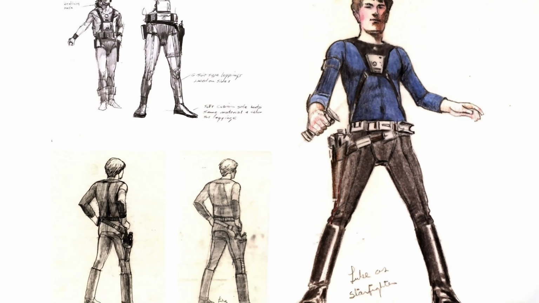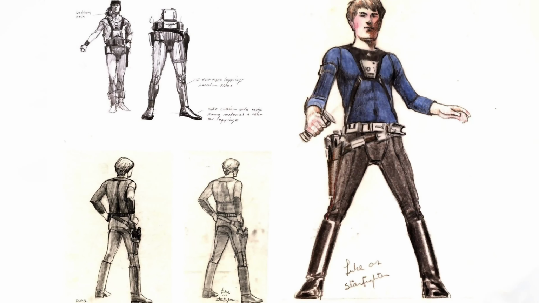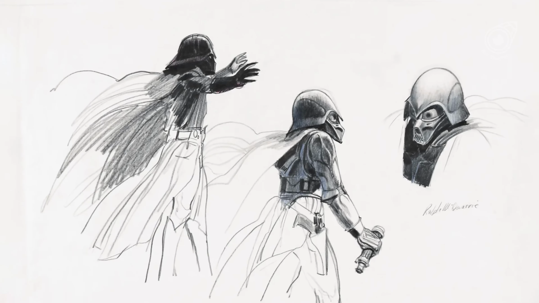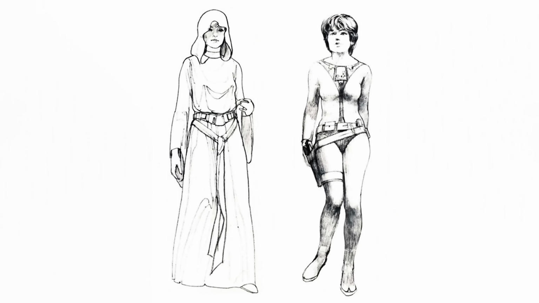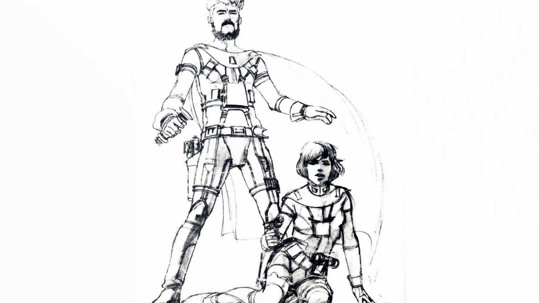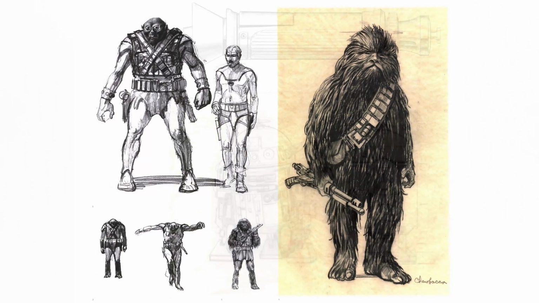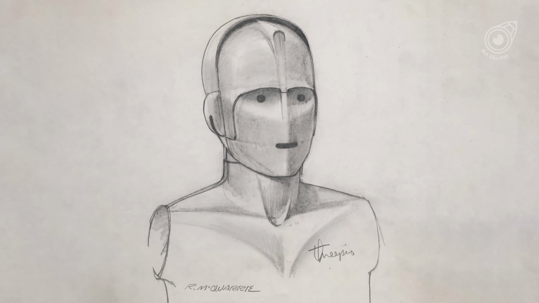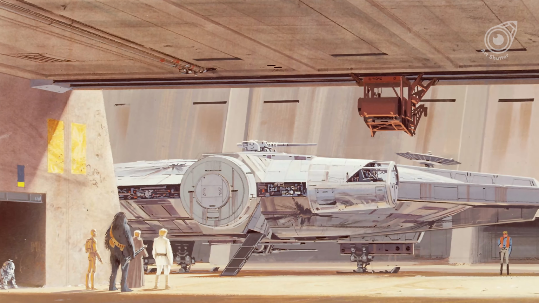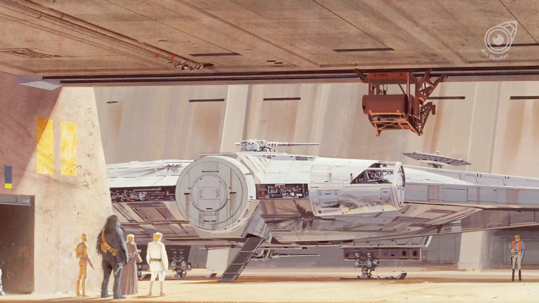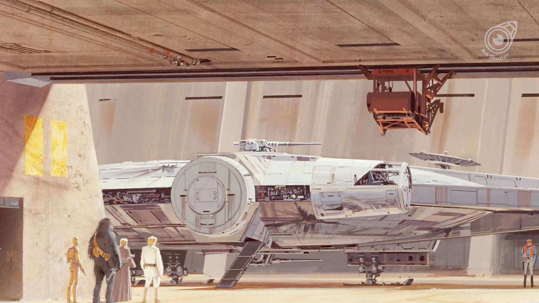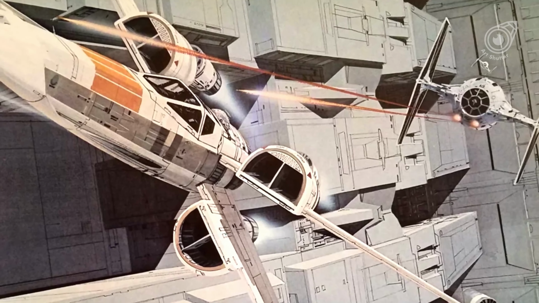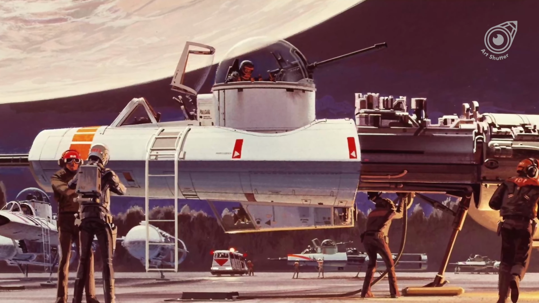He began by creating conceptual art for the characters, including Luke Skywalker, Darth Vader, Princess Leia, Han Solo, Chewbacca, and the droids R2-D2 and C-3PO. He then worked on the designs for the various vehicles and spacecraft in the film, including the Millennium Falcon, the X-Wing, TIE fighters, and Y-wing fighters.